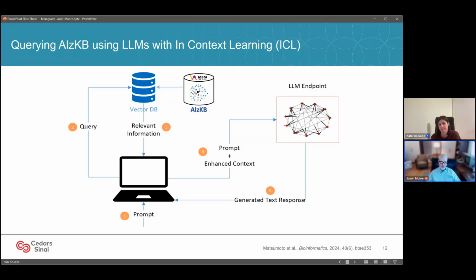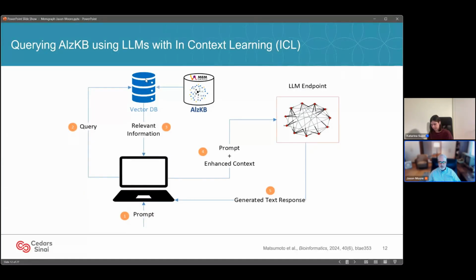We convert each of those sentences to a numeric vector, and we put that in a special database called a vector database. Then you take your ChatGPT prompt and turn that into a numeric vector, and use that to query the vector database. You are basically doing a similarity matching between the prompt and all the different graph-based vectors in the vector database. What you get out of that is a list of the top hits.